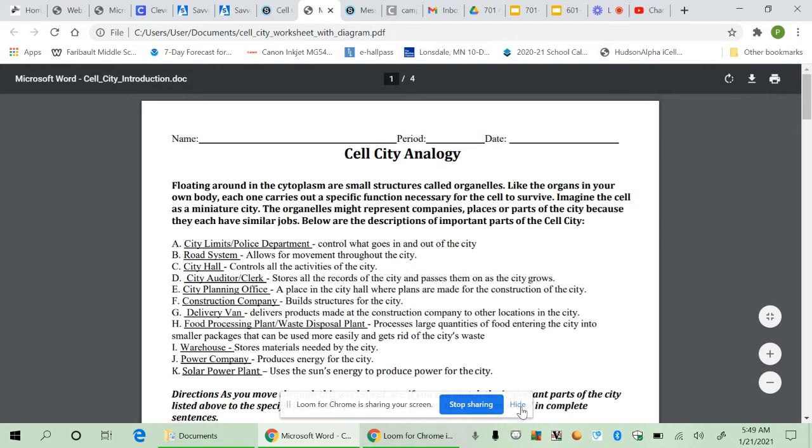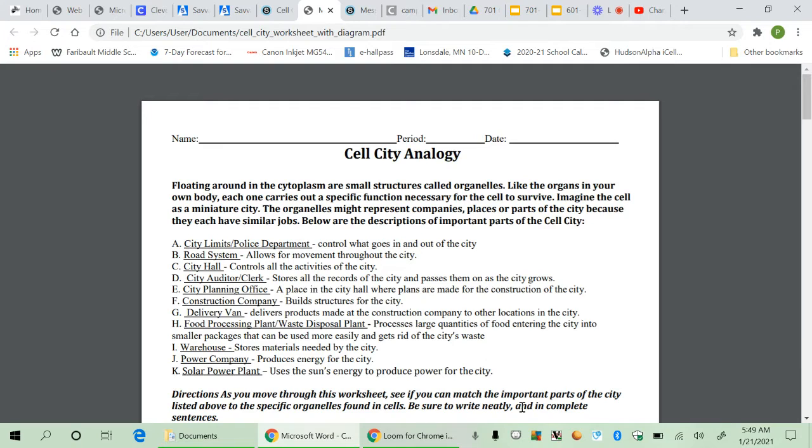Good morning, seventh graders. In this assignment today, we are going to be comparing a cell to a city. This is a common activity that's done to compare a cell to a city. It helps us to remember what the different parts of cells do.